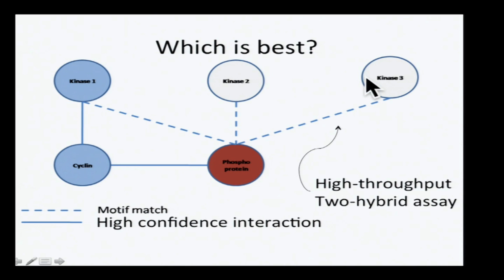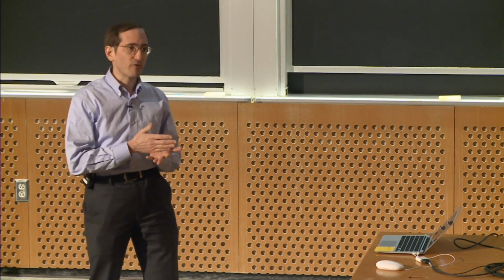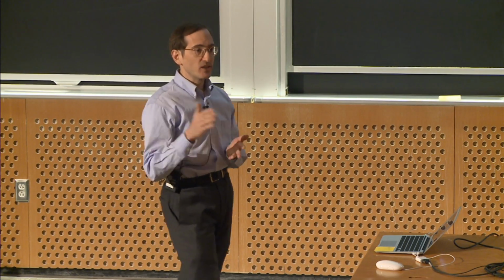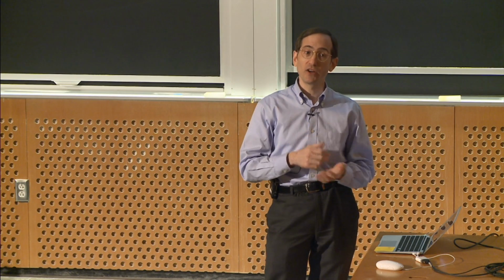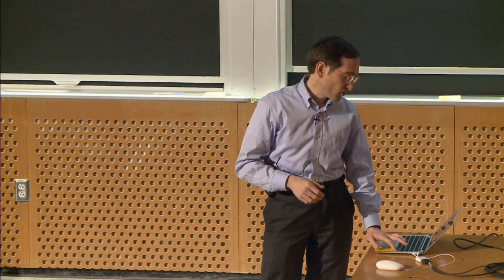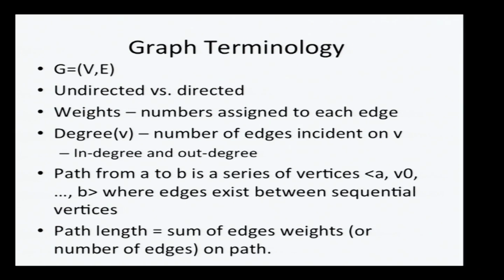Okay, so that's fine if you want to look at things one by one, but if you want to look at this at a global scale, we need very efficient algorithms for figuring out what the distance is in this interaction network between any kinase and any target. So how do you go about efficiently computing distances? Well, that's where converting things into a graph structure is helpful.